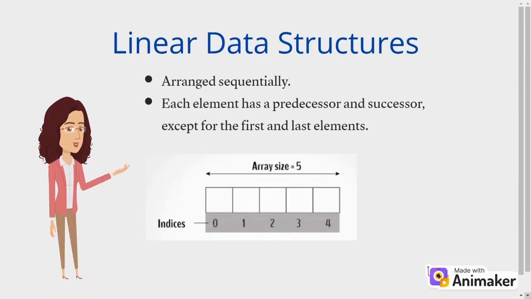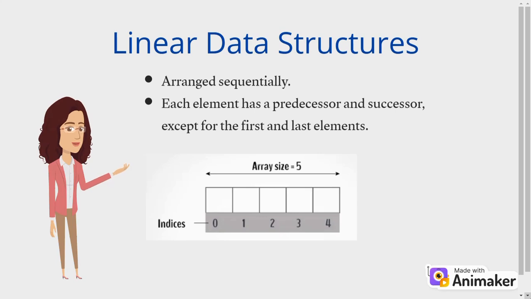Let's start off with linear data structures. Data structures can be categorized based on how they are arranged as linear data structures and non-linear data structures. Here we will be looking at linear data structures. Linear data structures are a type of data structure where the data elements are arranged sequentially. That is, each element except for the first and last has a previous and next adjacent.